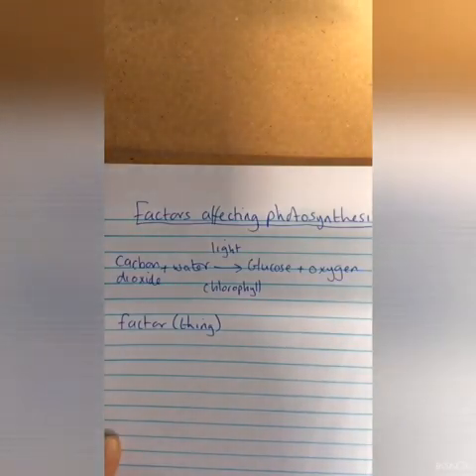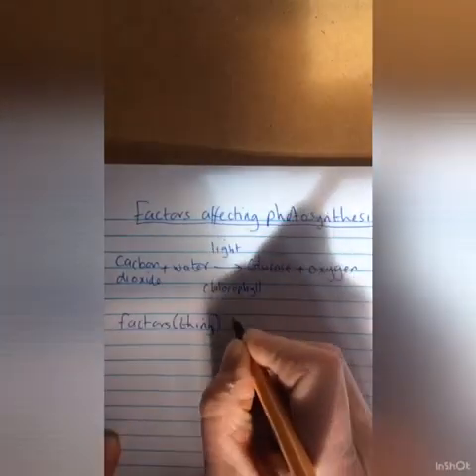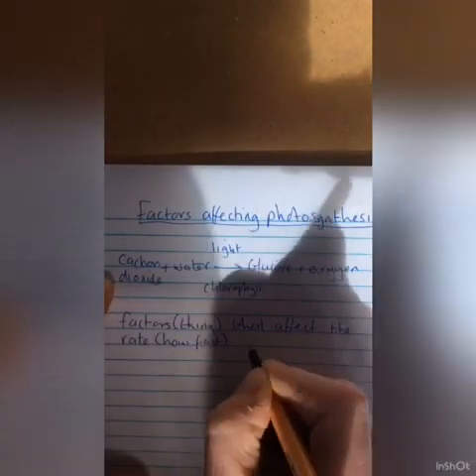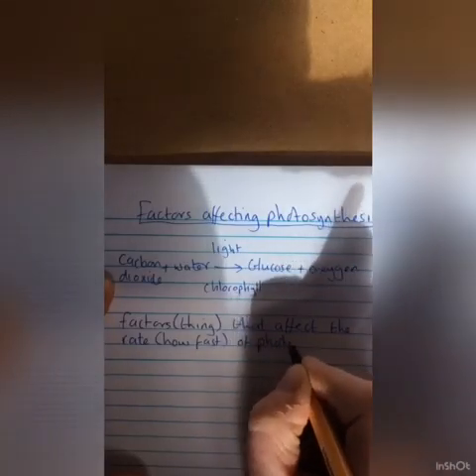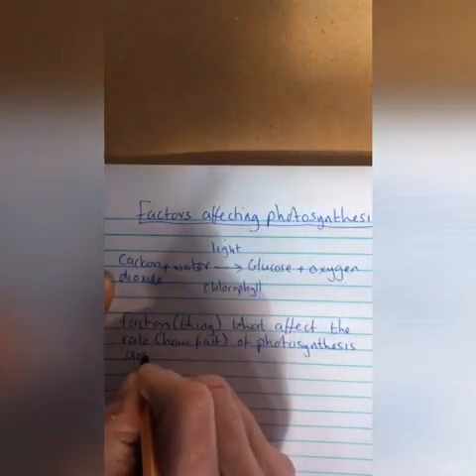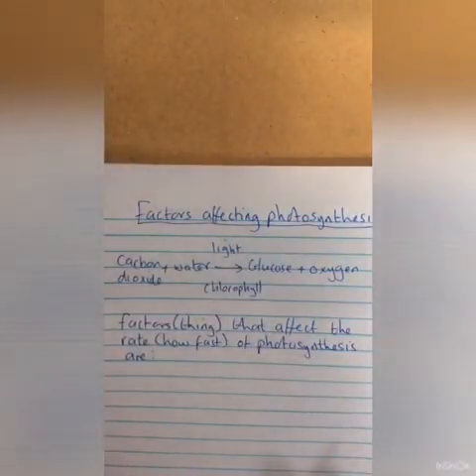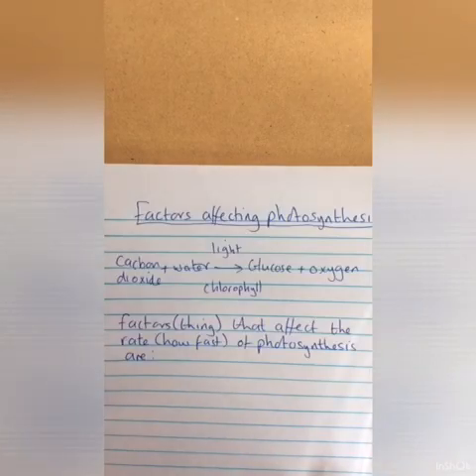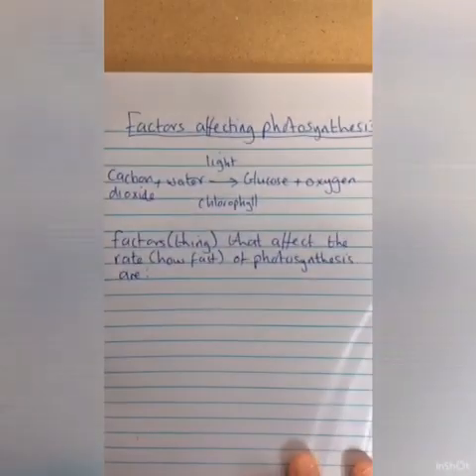Okay, so factors that affect the rate, and what did we say rate was? How fast, of photosynthesis, are, and we're going to talk about them. So factors that affect the rate of photosynthesis. There are three of them and you need to know what they are. So there are three things that affect how fast photosynthesis happens.